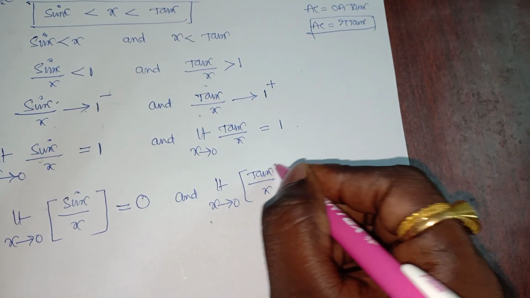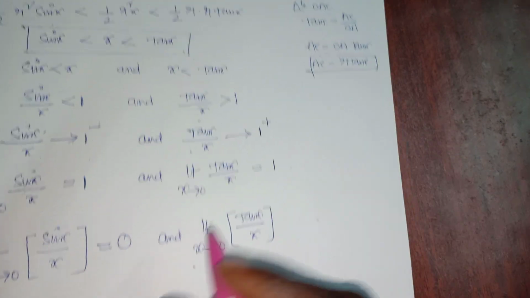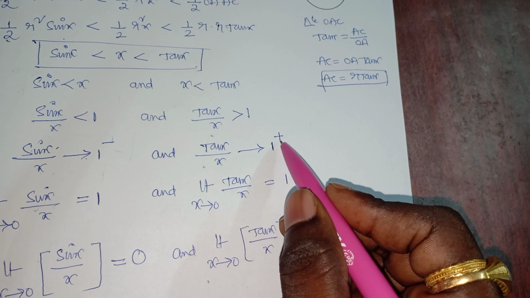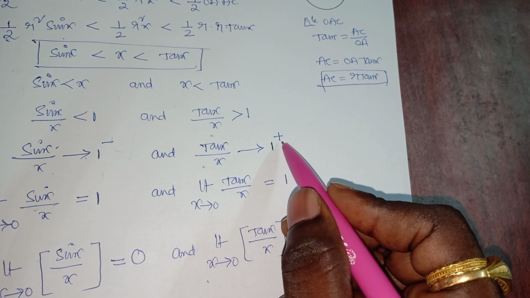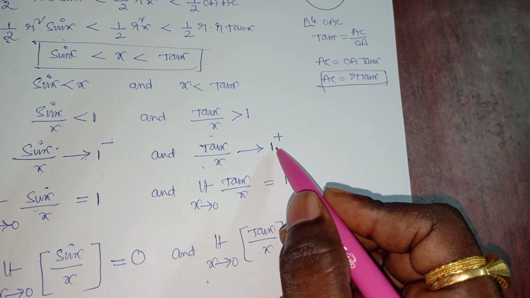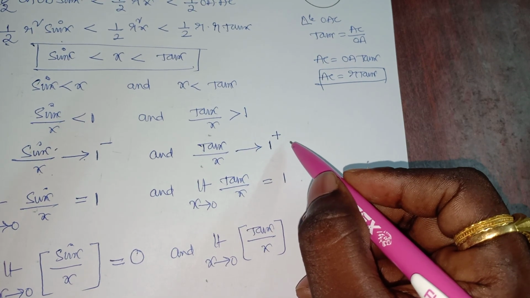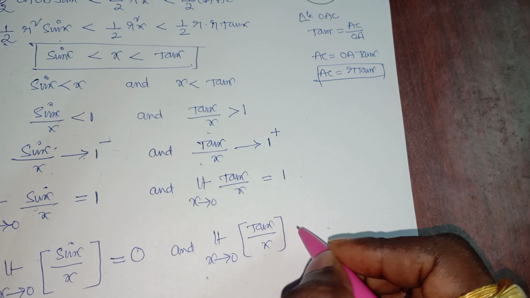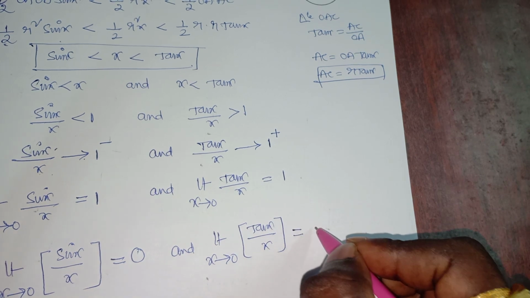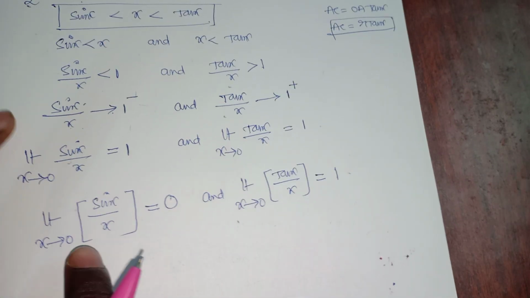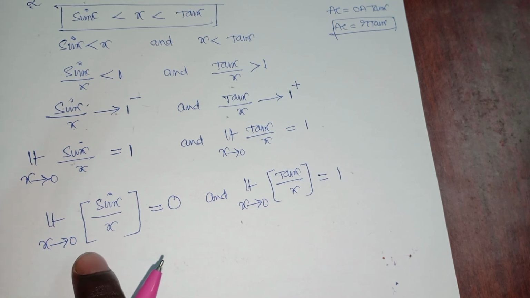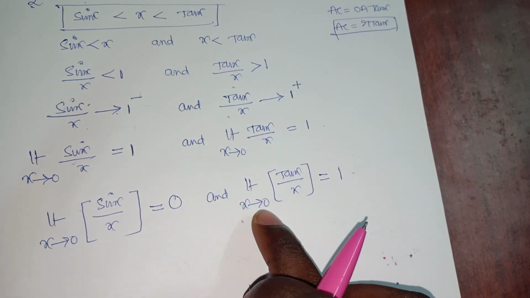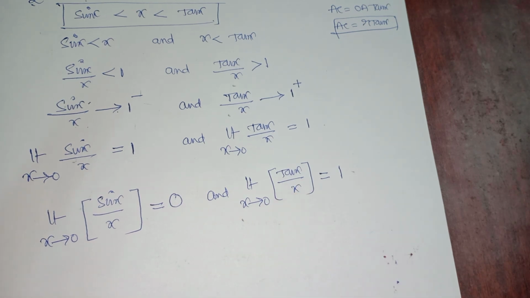And what is the value of limit x tends to 0 of the integral part of tan x by x? It means the step of tan x by x. Here tan x by x approaches 1 from the right side, that means it is greater than 1 and very close to 1, approximately 1.000 and so on 1. What is the integral part of 1.00 and so on 1? It is equal to 1. So here the two more important values: limit x tends to 0 of step of sin x by x equals 0, and limit x tends to 0 of step of tan x by x equals 1.